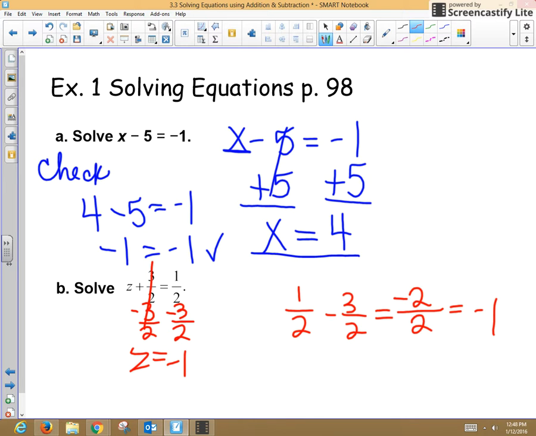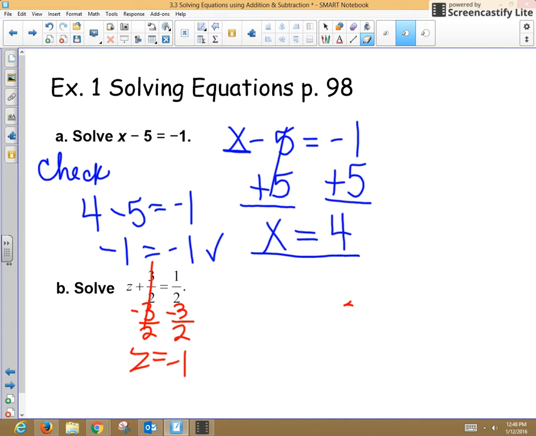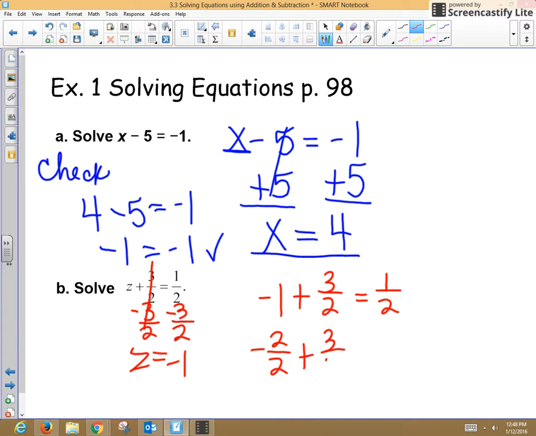We can go back and check. Negative 1 plugged back into the original equation. I'm going to just erase this work to give us some more room. Negative 1 plus 3/2 should equal 1/2. I'm going to rewrite negative 1 as negative 2 over 2 to get a common denominator. And I bring everything else down. Negative 2 plus 3 is positive 1. So 1/2. 1/2 does equal 1/2, and we've checked our work.